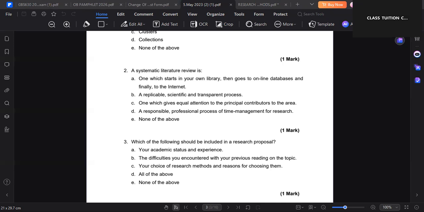Okay, question number 3, what would be included in a proposal? Your academic status, difficulties you encountered, your choice of methods, all of the above. So it's your choice of methods and reasons for choosing them. So a proposal must include methodology and justification, not just the history or difficulties. All right? We go to question number 4.